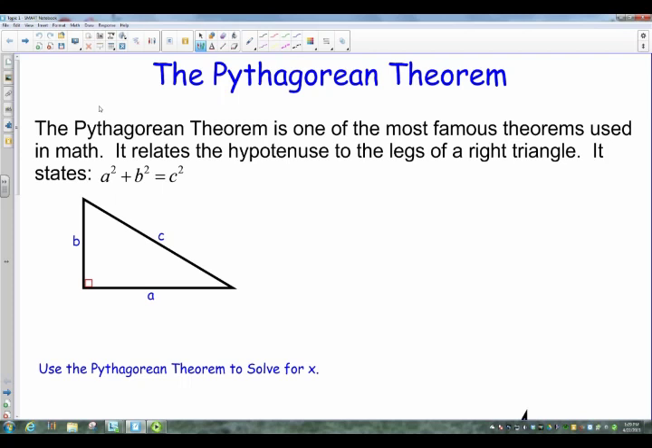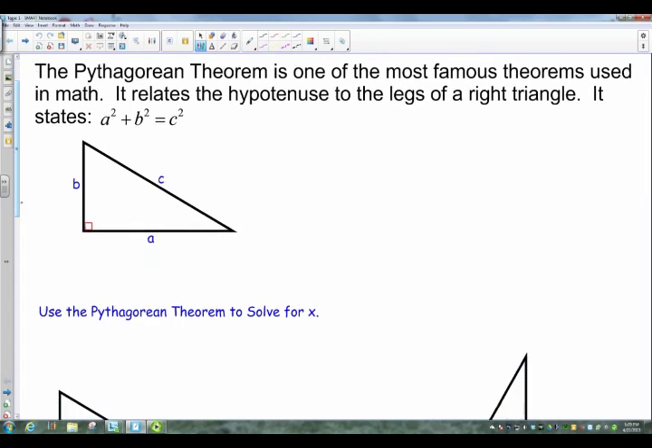Okay? And this is named after what they believe was a mathematician named Pythagoras, but there's evidence that it was used previously, but that's where it got its name. So Pythagorean Theorem. Now what it states is that a squared plus b squared equals c squared, where a, b, and c are all sides of a right triangle.